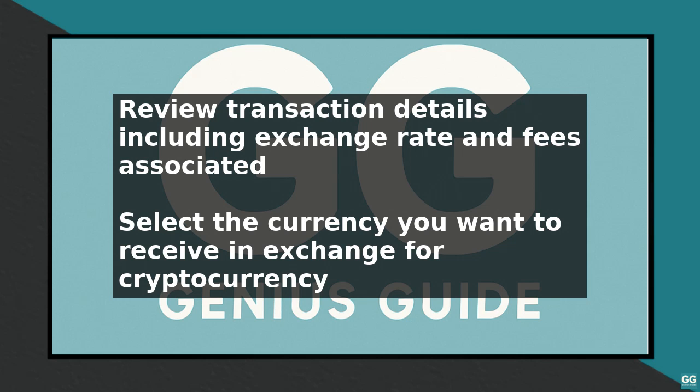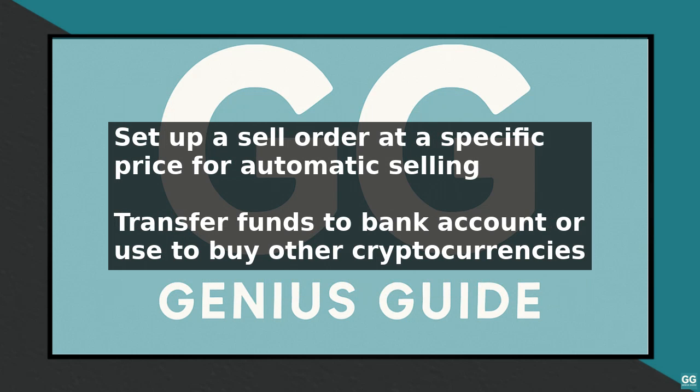In addition to selling cryptocurrency, Coinbase also provides a feature to set up a sell order at a specific price. This means you can set a target price for your cryptocurrency, and when it reaches that price, Coinbase will automatically sell your assets. In conclusion, selling cryptocurrency on Coinbase is a straightforward process that can be completed in a few steps.